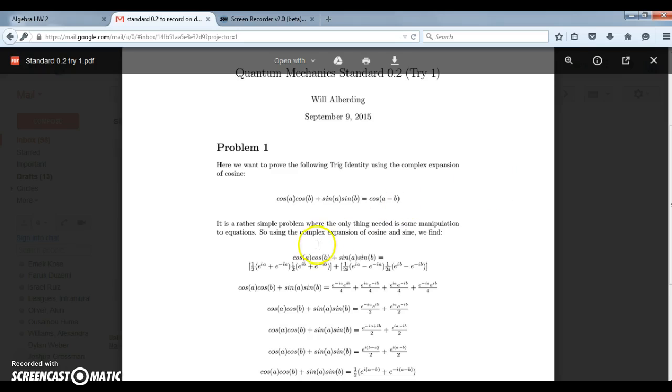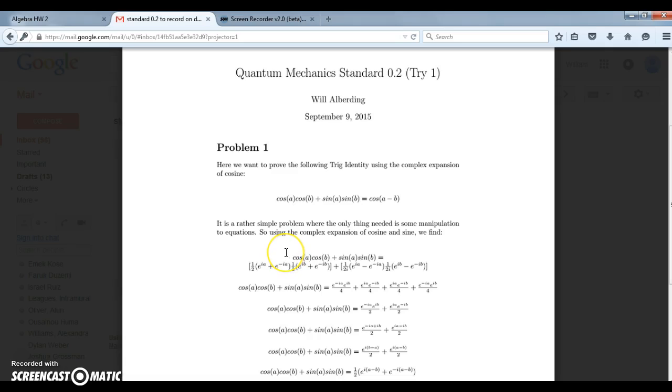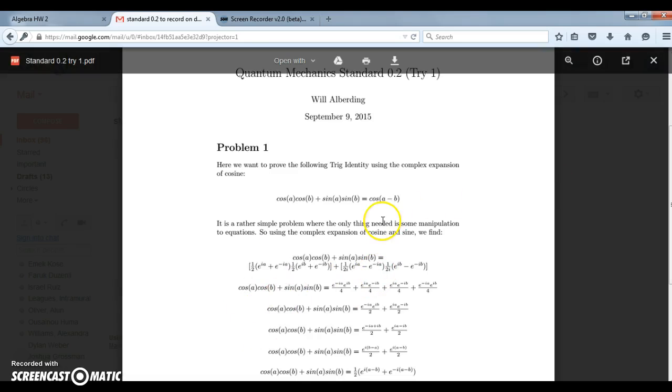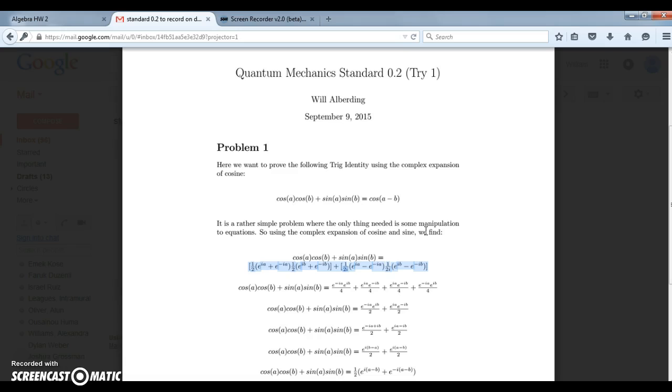I decided to start with cosine of a times cosine of b plus sine of a times sine of b. And from there, it's basically just plugging in for the complex expansion and then doing some arithmetic. So here, where I've highlighted, you can see where I plugged in the different complex expansions for cosine and sine.